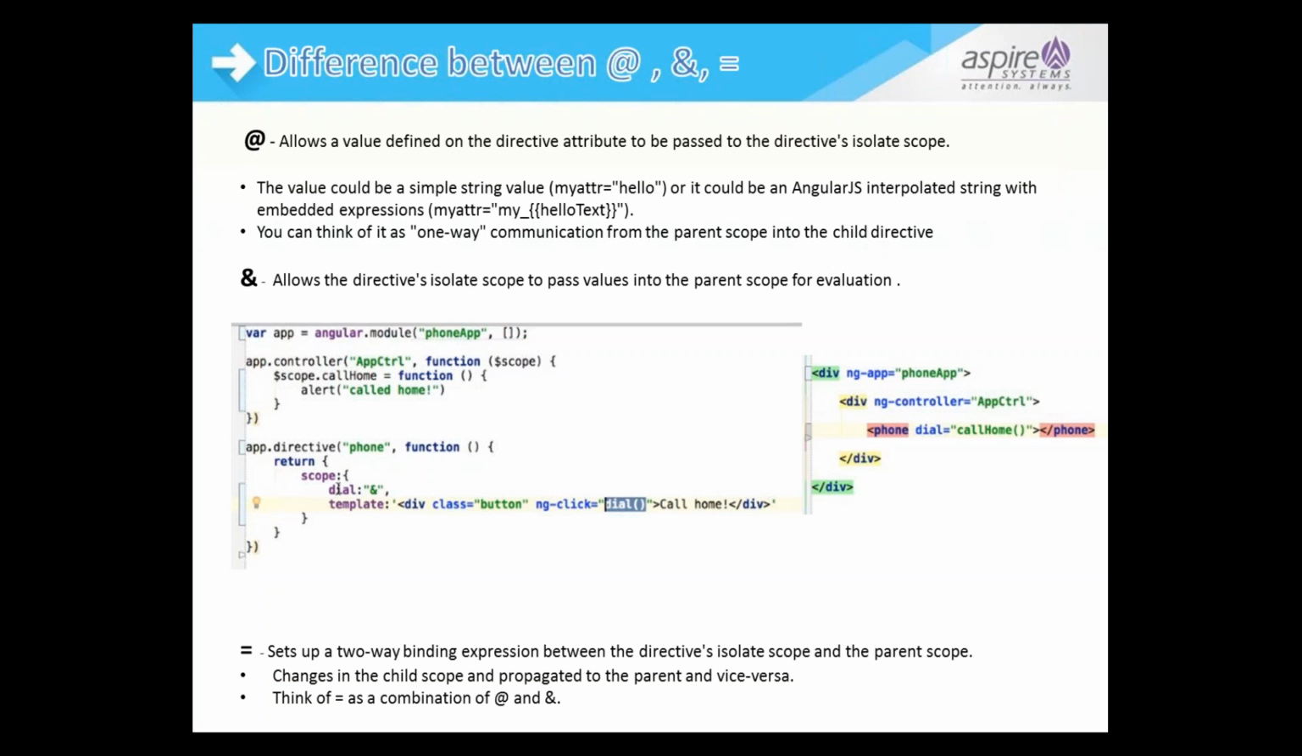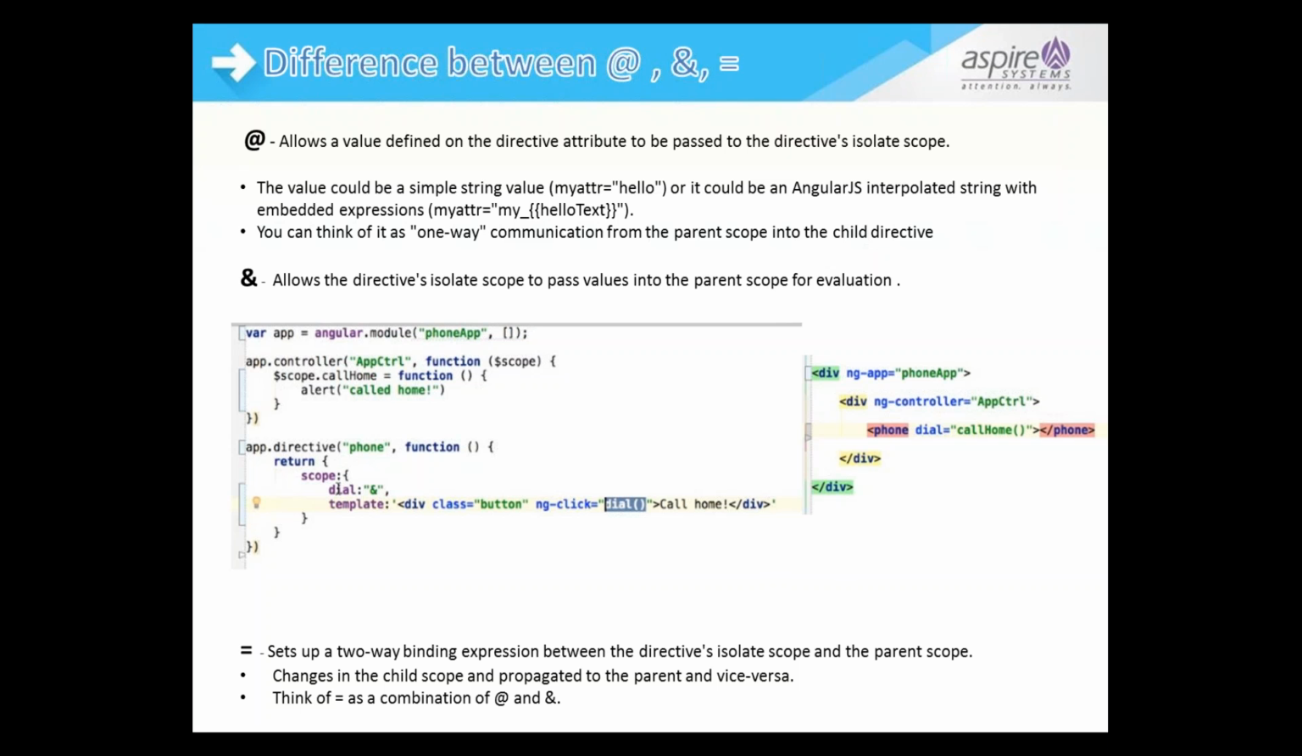All this, and, at and equal to, can be understood in three simple ways. And means top to bottom. And means bottom to top. Equal to means two-way. Just remember it like this always. Just remember this. Then while writing your directives, you can customize it as per your requirement. So and allows a value defined on the directive attribute to be passed to the directive's isolated scope. Complex statement, right?